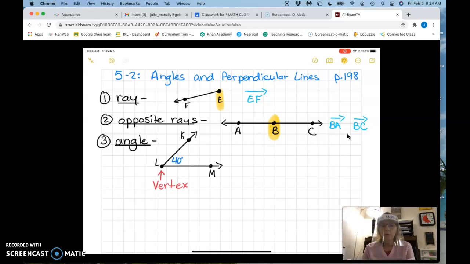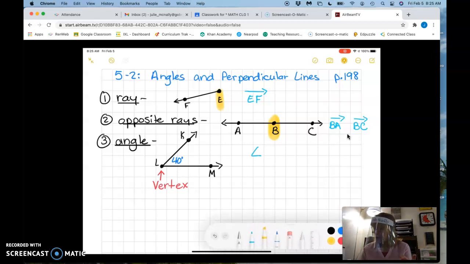For our angle, hopefully you guys remember that to name an angle, we use a little angle symbol and then we use three letters. The vertex always has to be the middle letter when you're naming the angle. So you're going to start at one of your ends. It doesn't matter which end. Keep the vertex in the middle. So this would be angle KLM.